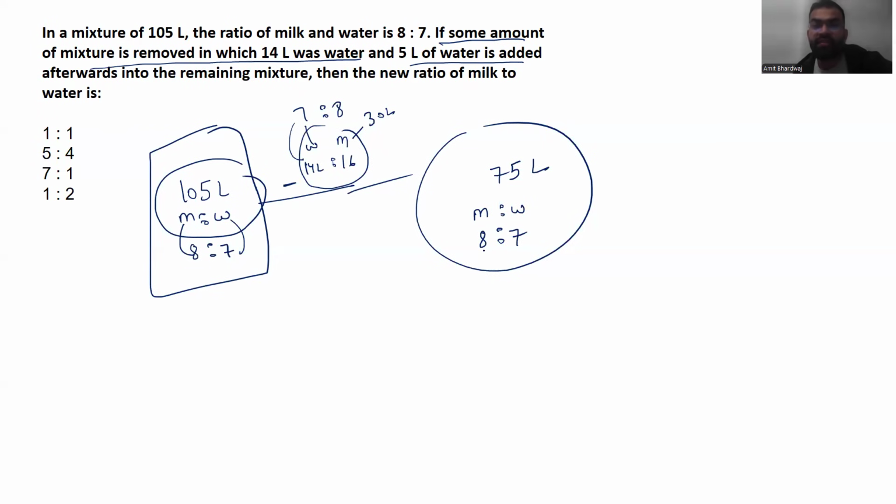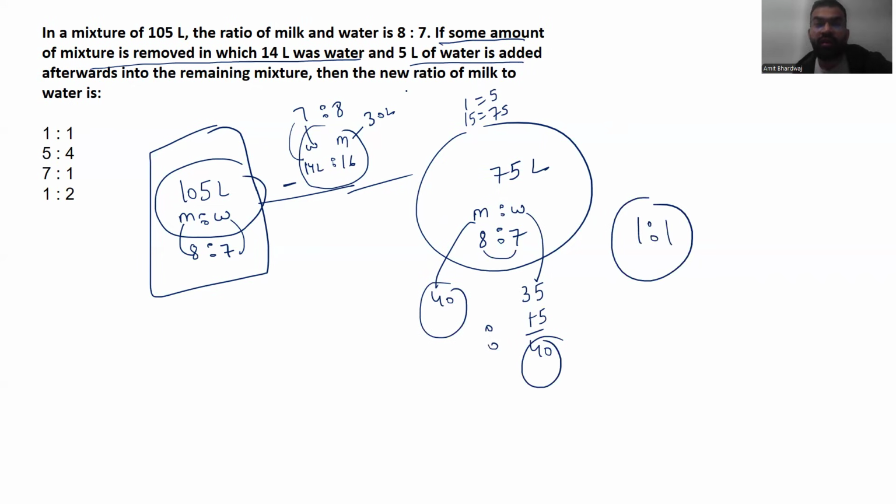You know very well, if this is 8 is to 7, milk is 15 equals 75, 1 equals 5, and 8 times 5 is 40. So milk is 40, water is 7 times 5, 35, right? Now the 5 liter of water is added, which means now it will become 40. 40 is the water, 40 is the milk. What is the final ratio? That is 1 is to 1. And the new ratio of milk to water is again 1 is to 1, and that is the answer.